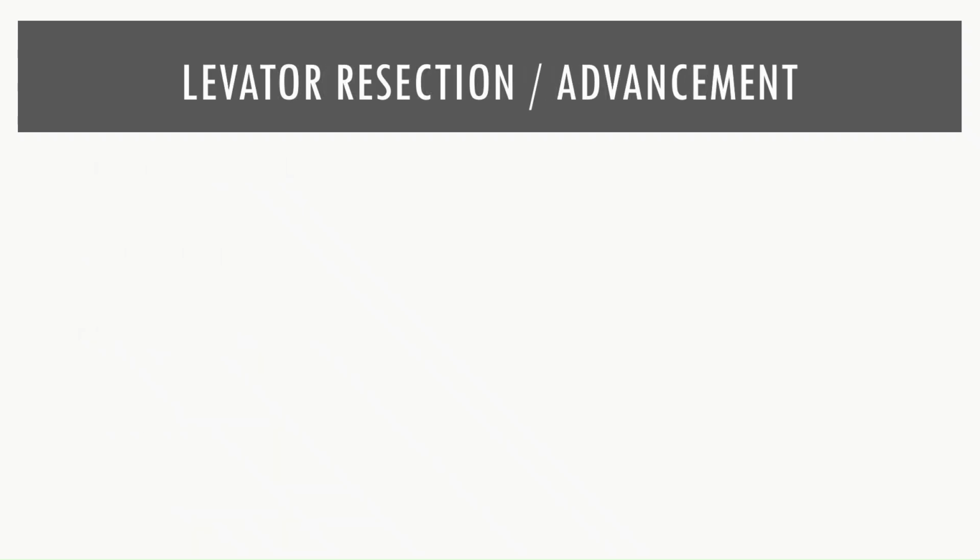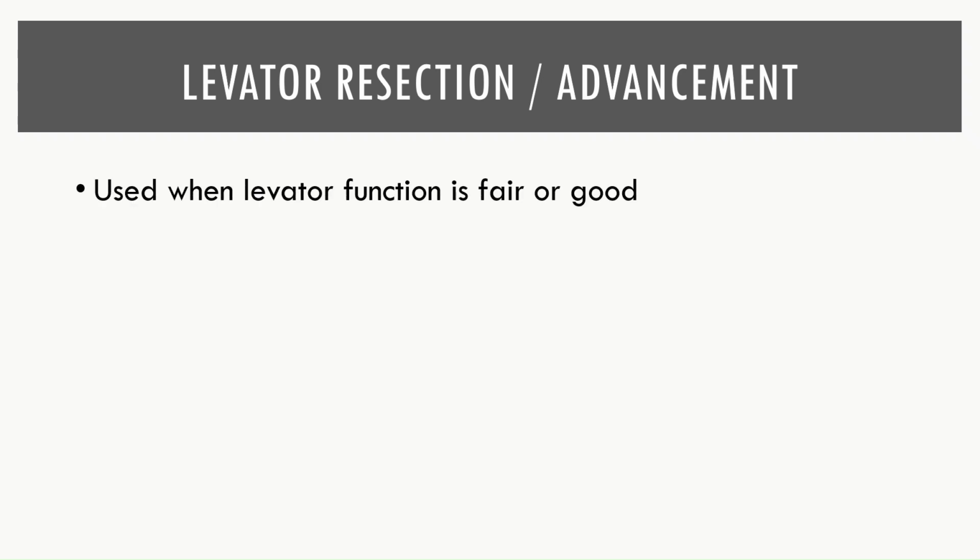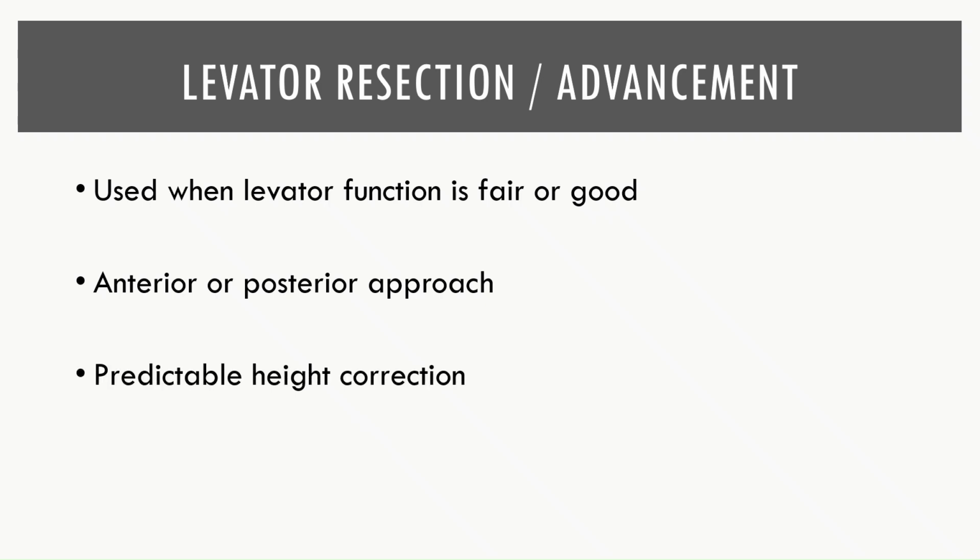Levator resection or advancement. Levator surgery shortens or advances the muscle to elevate the eyelid. It is used when levator function is fair or good. It can be done through anterior or posterior approach. Predictable height correction is an advantage of this procedure.